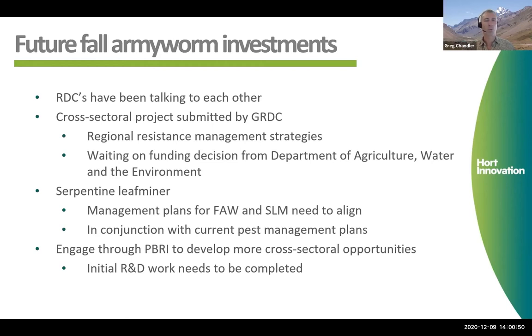One that the Grains group have currently submitted is a grant to the Department of Agriculture, Water and Environment on developing regional resistance management strategies. And we've agreed to co-fund that with some cash from Hort Innovation. So if that's successful, we'll be chipping into that. And that will go across at least the northern and mid-northern Australian horticultural areas. It's definitely going to have those all covered. And there's obviously one there for sweet corn. We already have a resistance management strategy for that. So that would be taken, and then fall armyworm would be put against that, as well as other crops that might get affected.